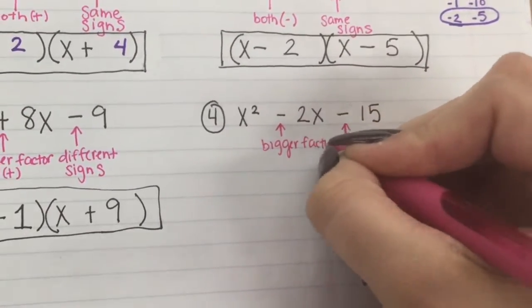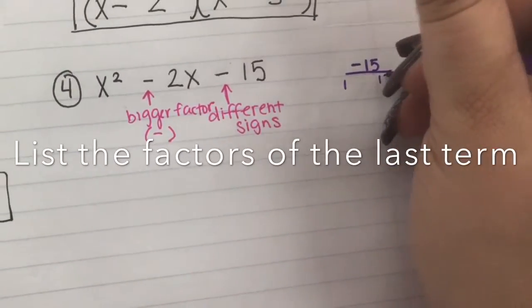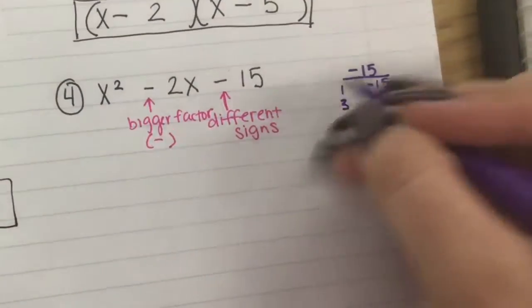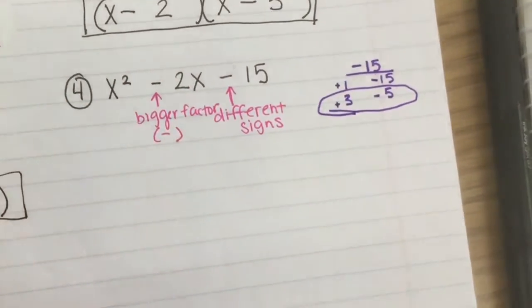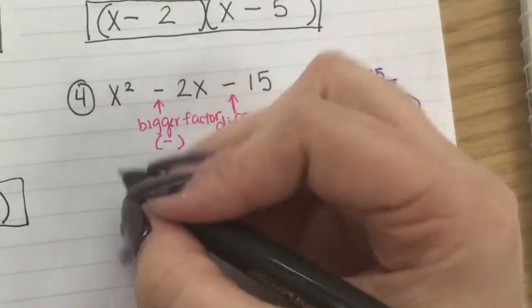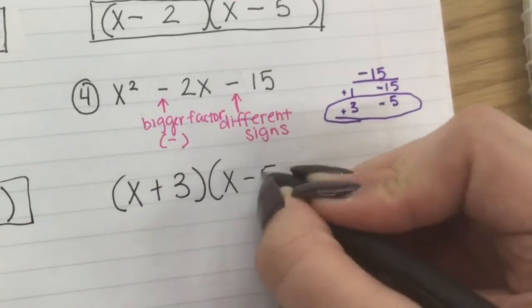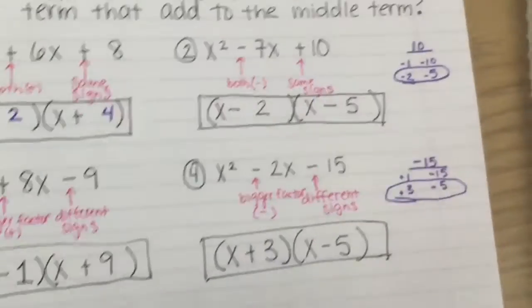Now we're going to see where our bigger factor is negative and our smaller factor is positive. So I'm listing out those factors of -15, and here I'm giving the bigger factor the negative because my middle term is negative. Remember, you want these factors to multiply together to give you the last term, but add together to give you the middle term.